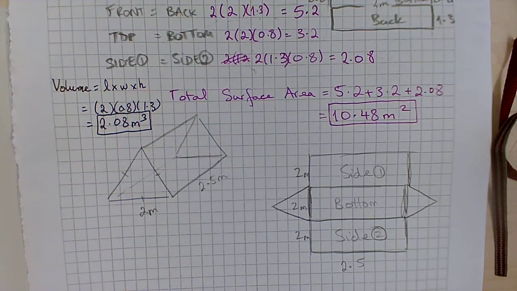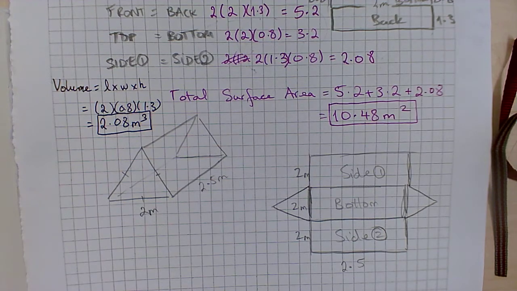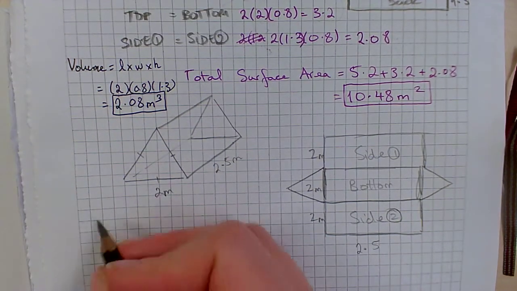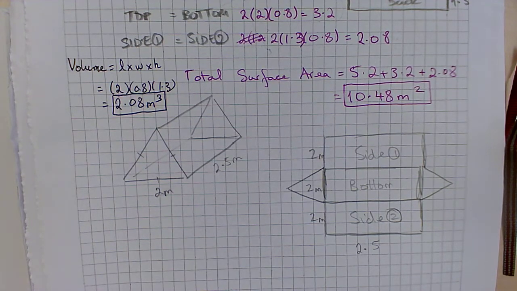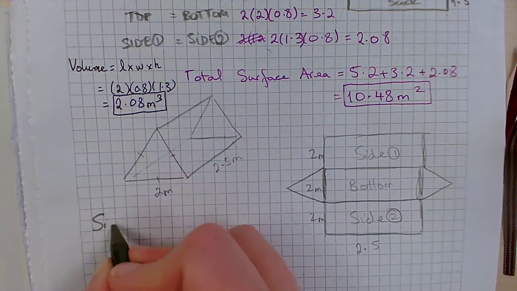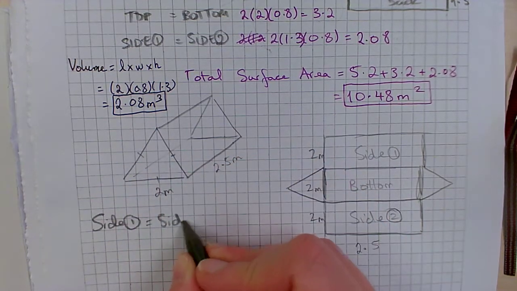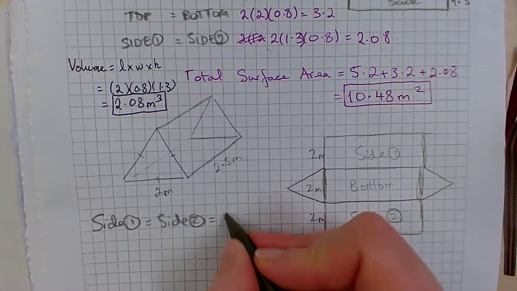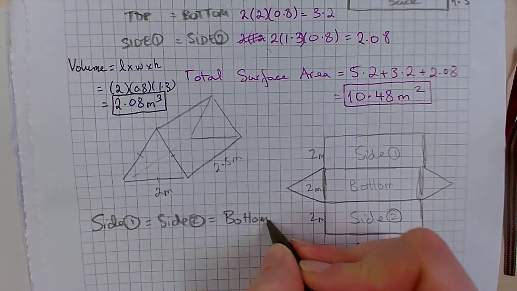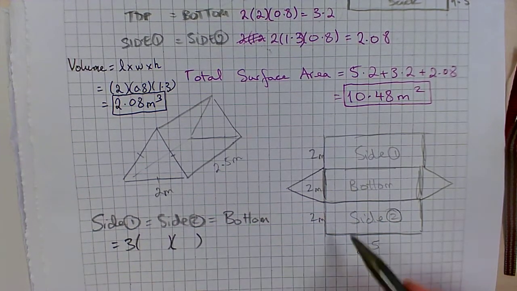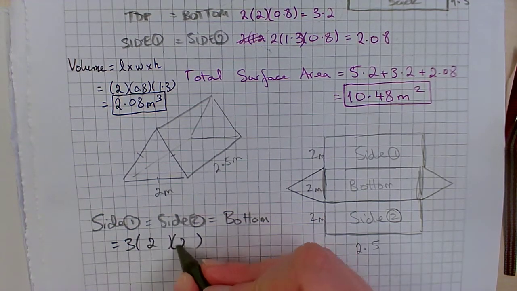Now, in terms of calculating the surface area, it's easy enough to do the sides. The sides are all the same. So side 1 is equal to side 2. The 2 sides are the same, which is equal to the bottom. So we will have 3 by the length and the width of those, 2 by 2.5.